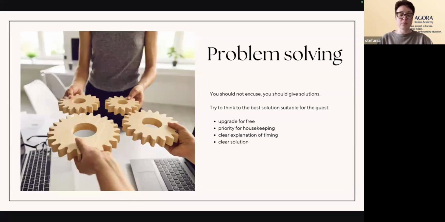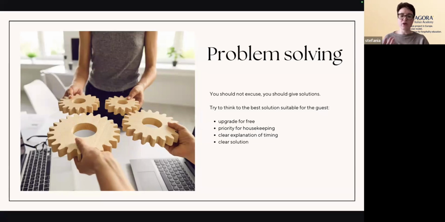You will face some problem. Okay, so another characteristic is problem solving. It's not just to say, excuse me. We should try to give a solution. Try to think of the best solution, like an upgrade for free, for example, just an example.